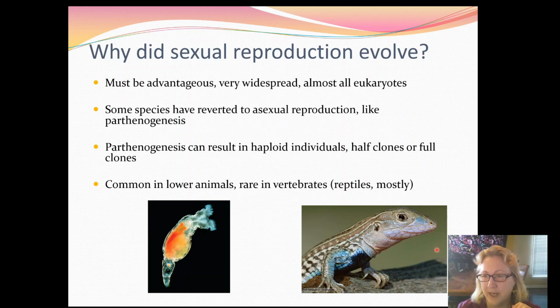This is a reptile species that is one of those rare exceptions. They lay eggs like most lizards do, and the species is entirely composed of females.